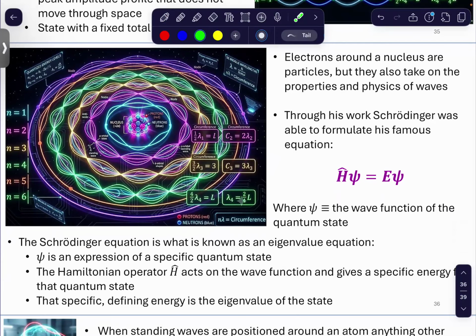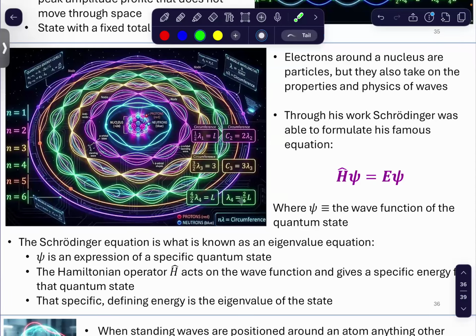Through his work, Schrodinger was able to come up with what's known as the Schrodinger Equation. So H hat psi equals E psi. I'm going to throw terminology at you, and we're not going to go into the quantum mechanical math, but I want you to start learning these vocabulary ideas. Psi is your wave function. That is the mathematical expression that will actually map out your wave state. So what does your state look like? Psi is the expression for your quantum state.